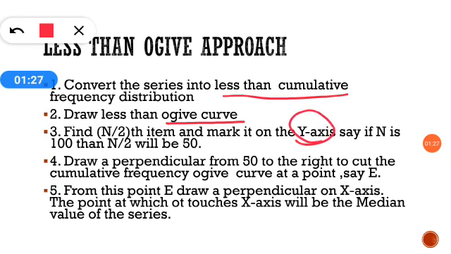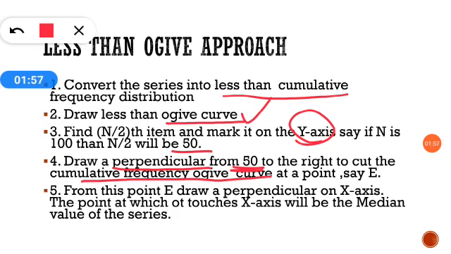Say if in our question n is 100, then n by 2 will be 50. Then we will point this 50 on our y-axis. Then from that point 50, we will draw a perpendicular to the right. We have to move our perpendicular to the right-hand side, so that it cuts the cumulative frequency ogive curve which we have drawn in the second step.